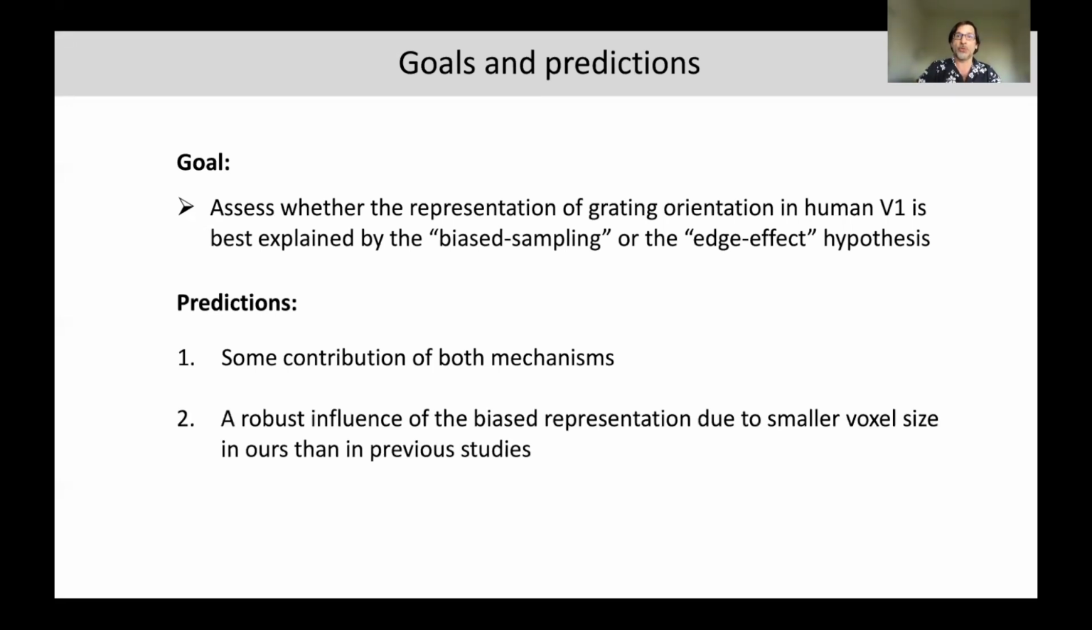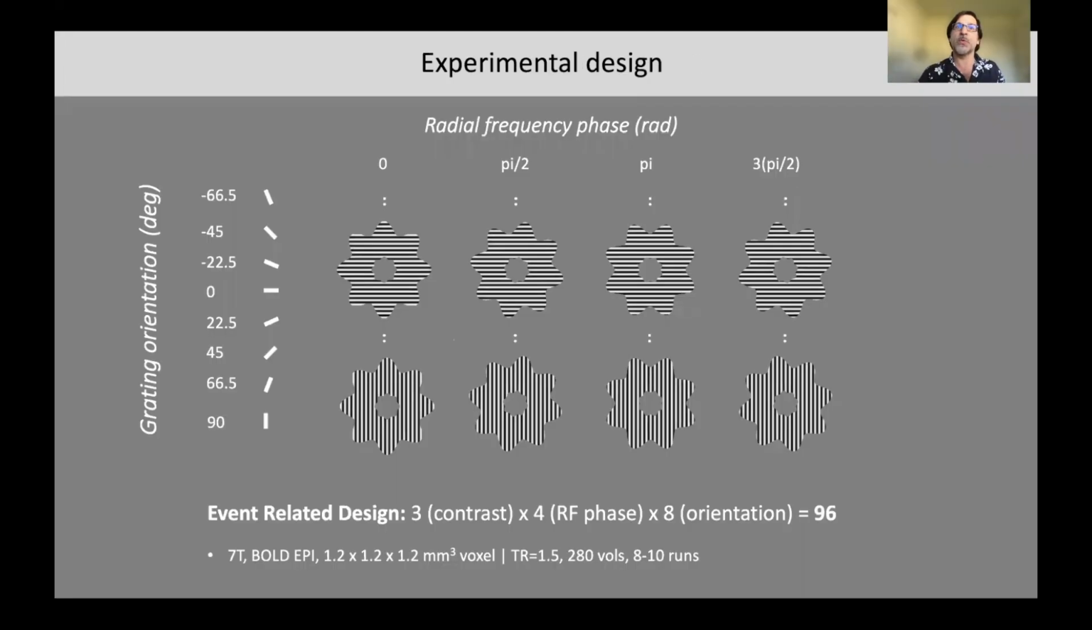Moreover, due to smaller voxel size compared with previous studies, we expected a robust influence of the orientation signal attributed to bias sampling. To distinguish the 2 hypotheses, we generated flower-shaped stimuli such as these. Each flower was defined by one combination of grating orientation, 8 levels, radial frequency phase of the flower-shaped apertures, 4 levels, and stimulus contrast, 3 levels.